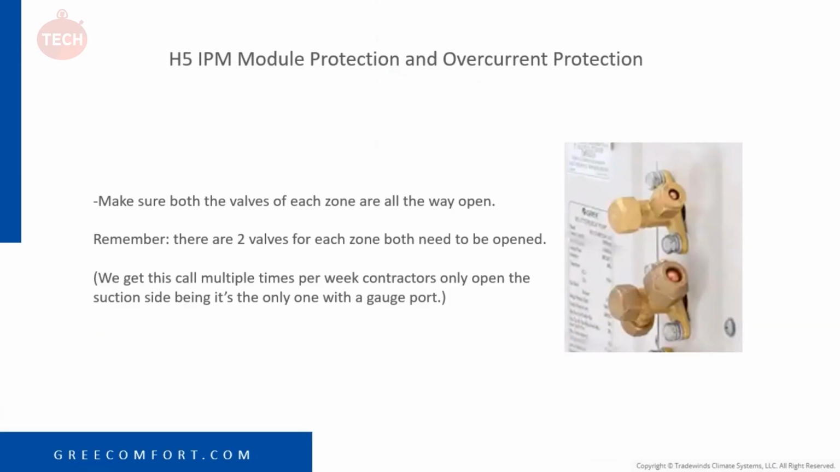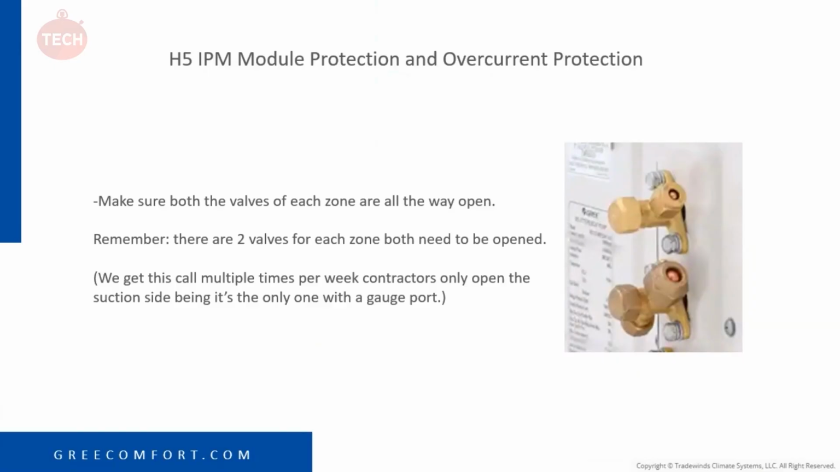Another thing to think about when doing this, most times it's a new install, but I do get this call often where I'm getting an H5 code. Maybe they didn't open the valves all the way, or they didn't even open the liquid valve, because the only valve that has a gauge port on there is your suction. So we get contractors that only open the suction one because that's the one that has the gauge port. But it's something else to consider and remember too, and make sure to open those valves all the way before moving to the next head or next zone.